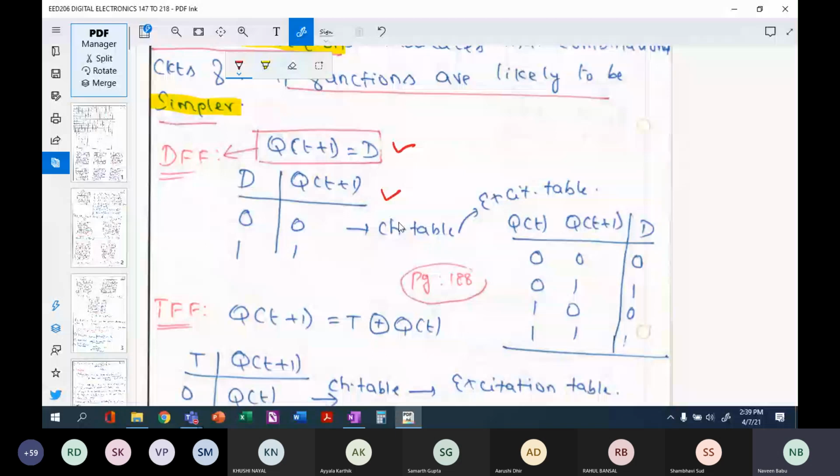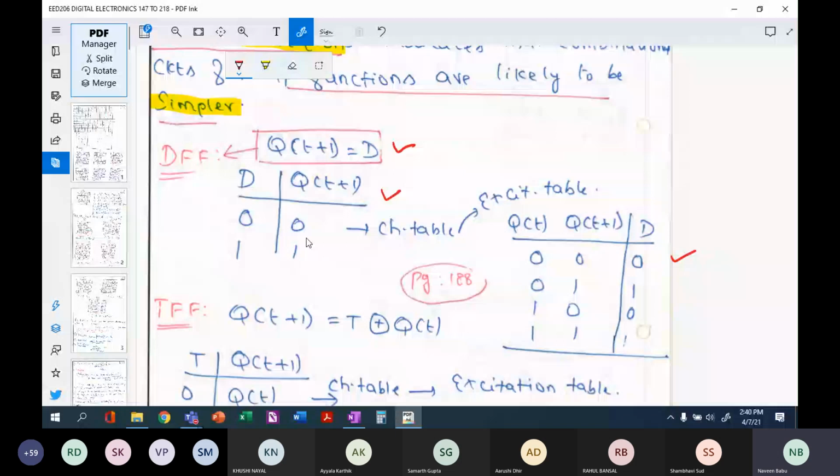We all know that your next state is not dependent on your present state in the case of a D flip-flop. Hence, your present state and next state have no correlation. If your next state is 0, 1, 0, 1, your D flip-flop input will also be 0, 1, 0, 1. So no need to go back and refer to the state table. If you want, you can definitely go back to page 188 and refer to the state table.